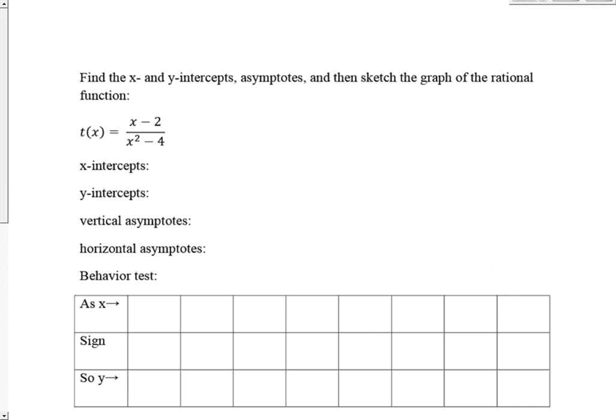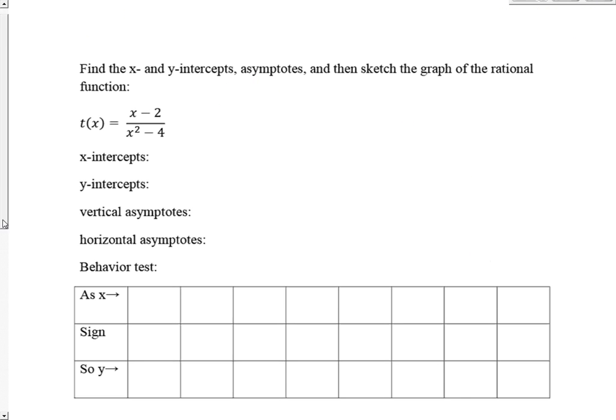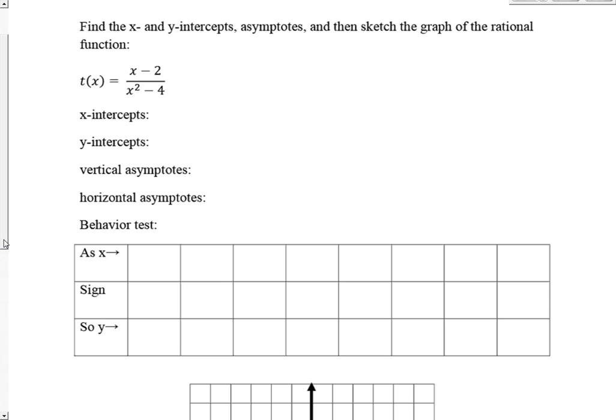All right. Moving on to the next one. Here we have to put it all together. We have to get the x and y intercepts, the asymptotes, and then sketch the graph.